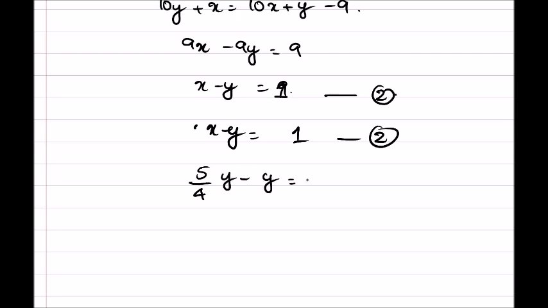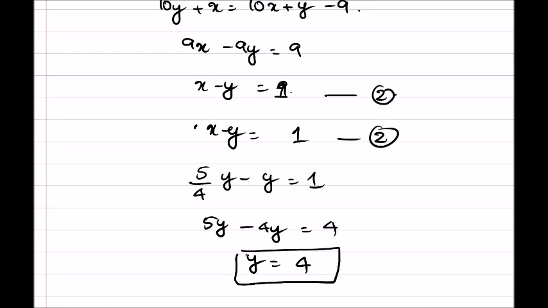Substituting the value of x as 5 by 4 y, we get 5 by 4 y minus y is equal to 1. Multiplying the entire equation by 4, we will get 5y minus 4y is equal to 4. That is, y is equal to 4. We will get the value of y.